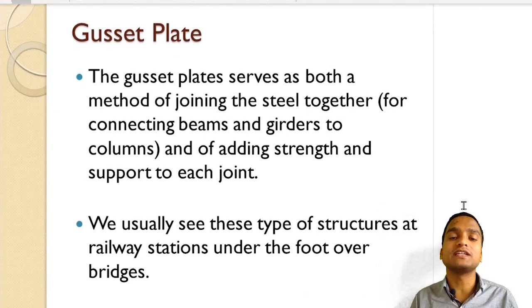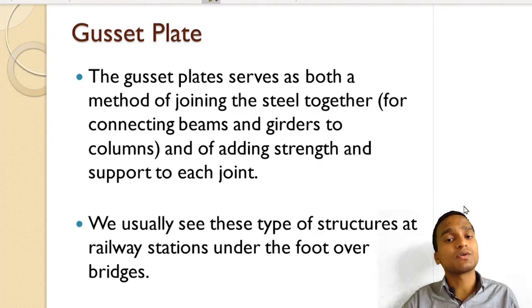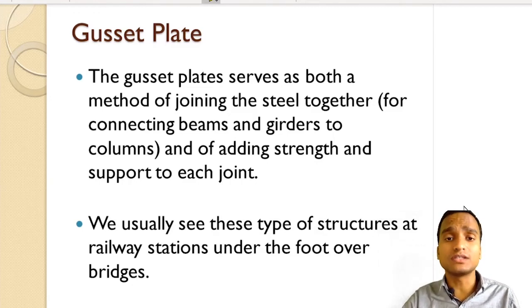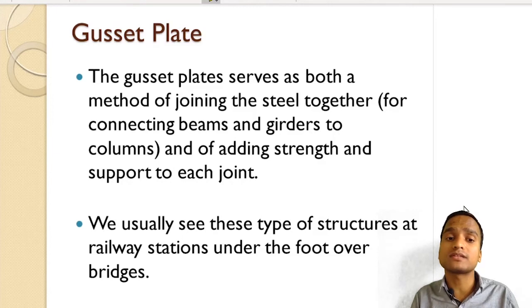Now we have already used this term many a times, and we are well familiar with gusset plate, and this is mostly used with the angle sections. So the gusset plate serves as both a method of joining the steel together for connecting beams and girders to columns, and of adding strength and support to each joint. Okay, so they serve 2 purposes. One is the joining of steel members together, and also they increase the strength and support at the joints.